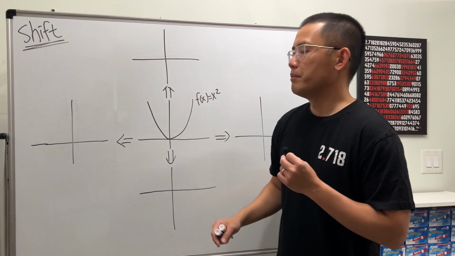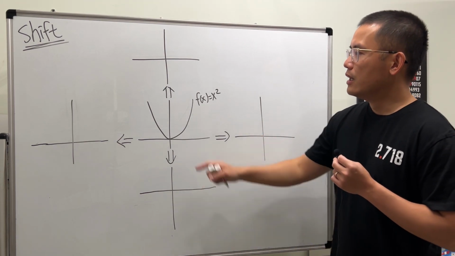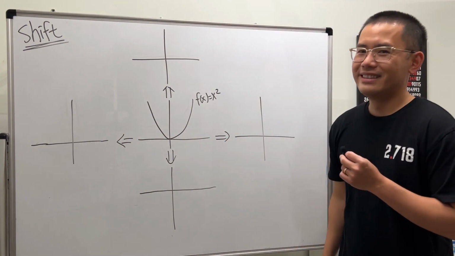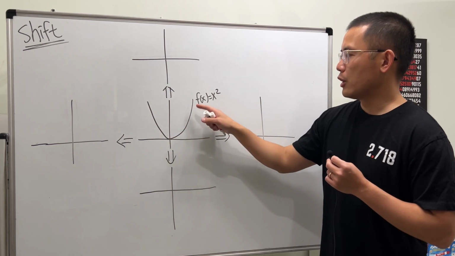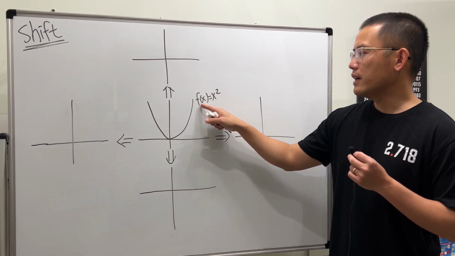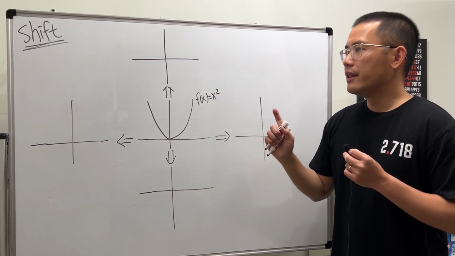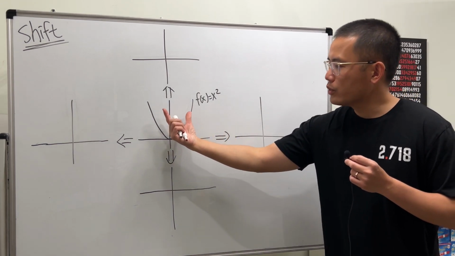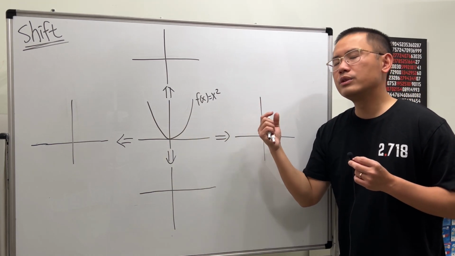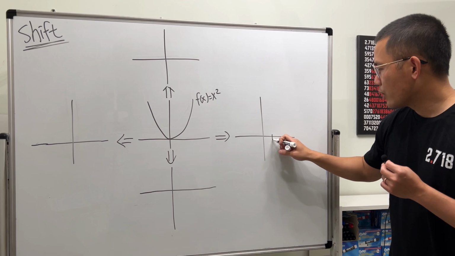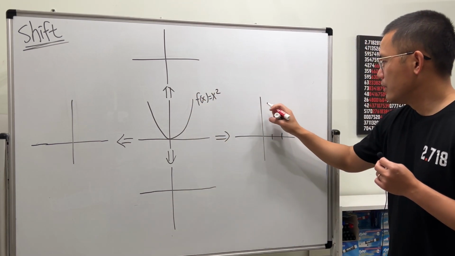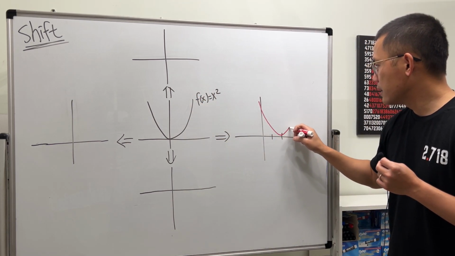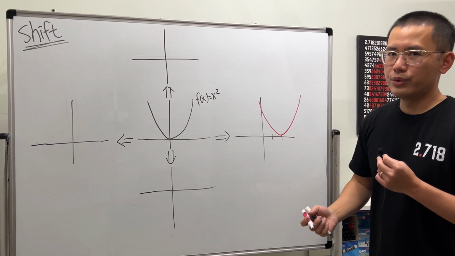For the shifting, we have four main directions: up, down, left, right. Let's start with a parabola right in the middle, and the function is f of x equals x squared. Now, let's see what if I want to move this graph 2 units to the right. Right here, I want to get a graph that looks like this instead. So what do we do?